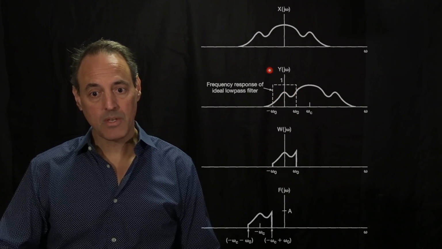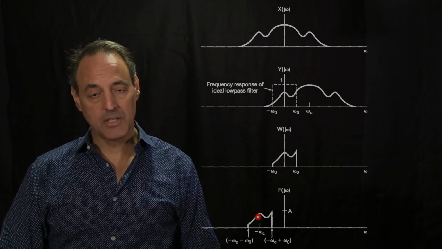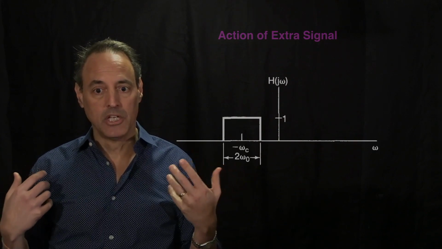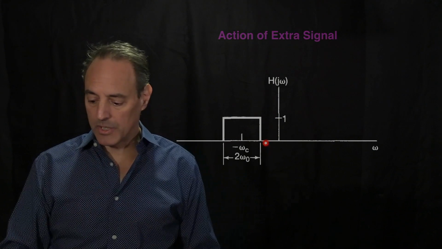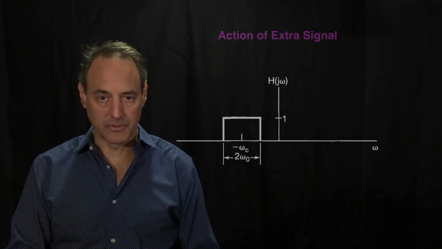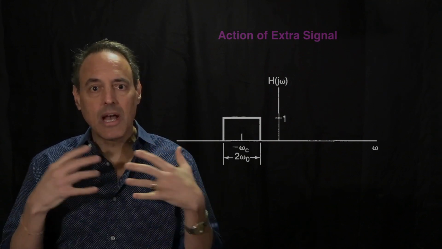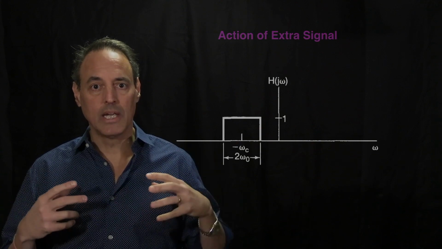So what you effectively did is you used a low-pass filter, which is pulling frequencies from here. But by modulating this, you shifted it over, and what you effectively did is you did a bandpass operation. So the action of having that extra signal modulating your signal was to create a bandpass filter from a low-pass filter.